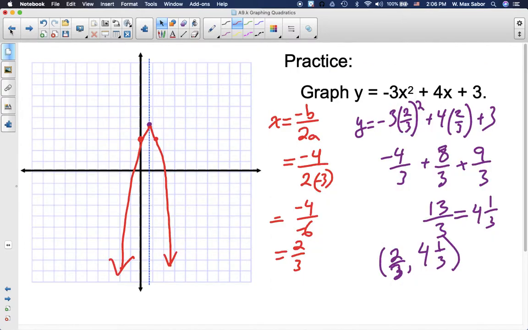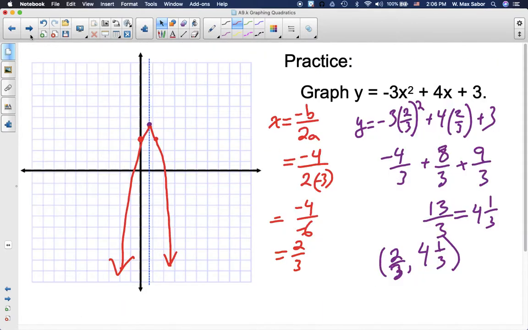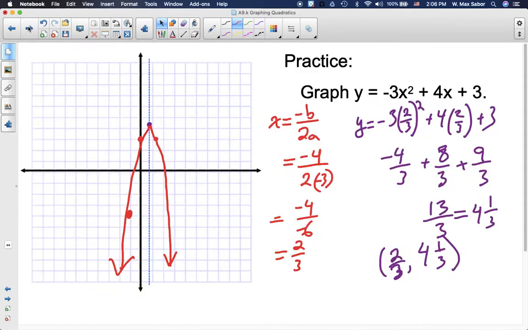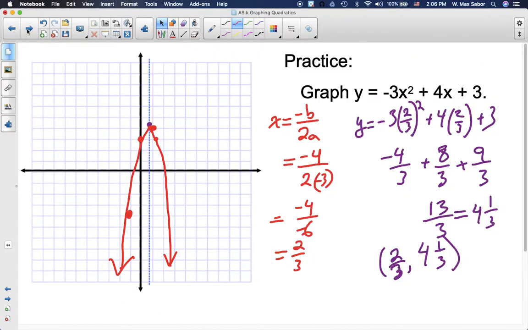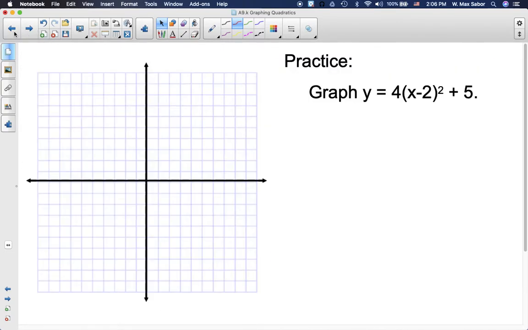Let's just check based off of our table. We had negative 1 comma negative 4, so we were a little off there. 0 comma 3 was right. 1 comma 4, yeah, that was right. And 2 comma negative 1, yeah, that was about right. And there was one more point that fit on the graph. No, there wasn't. 3 comma negative 12 was off the graph.